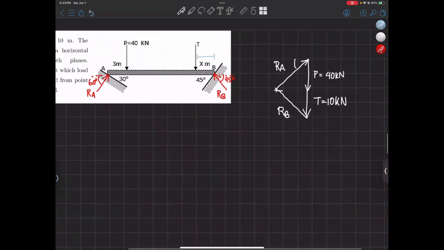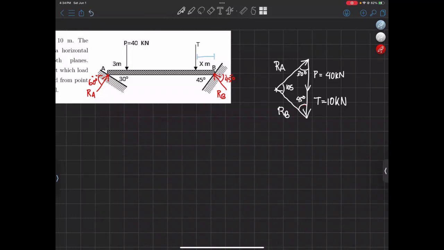So let's just put some angles here. This is 60, then this must be 30 degrees. If this is 45, this should also be 45. And to get the last one, just do 180 minus 30 and 45. You're gonna get 105. And then just perform law of sines for this one.